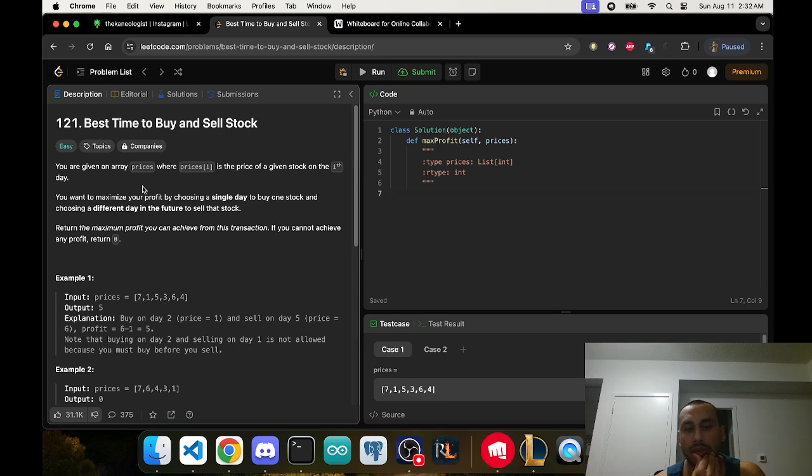So I buy on day 2, sell on day 5. Note that buying on day 2 and selling on day 1 is not allowed, because you must buy before you sell.